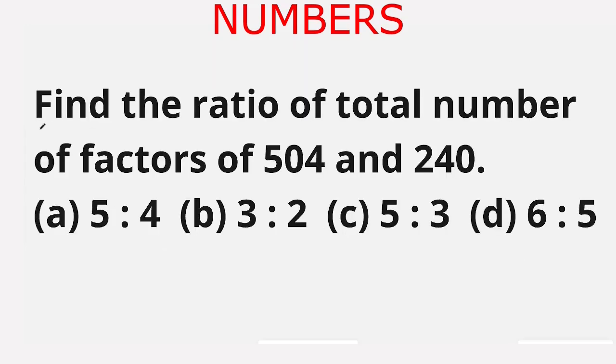Our question is, find the ratio of total number of factors of 504 and 240. The given options are option A 5:4, option B 3:2, option C 5:3, option D 6:5.